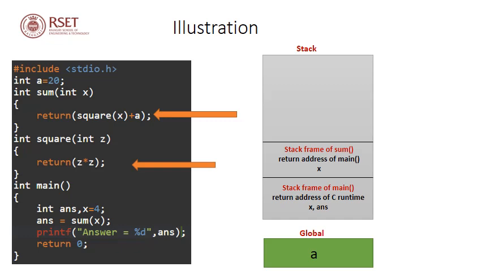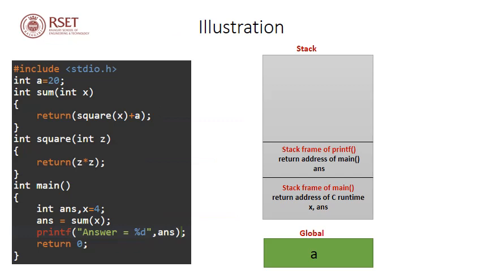So the function sum will compute x square plus a, which is in turn 4 square plus 20, and it will also execute its return statement. Therefore, sum's stack frame or activation record will also be popped out of the stack, and the execution will resume at this point in the main. That is, the value 4 square plus 20, that is 36, will be assigned to the local variable answer in main, and currently we will have only the stack frame of the main function in the stack.